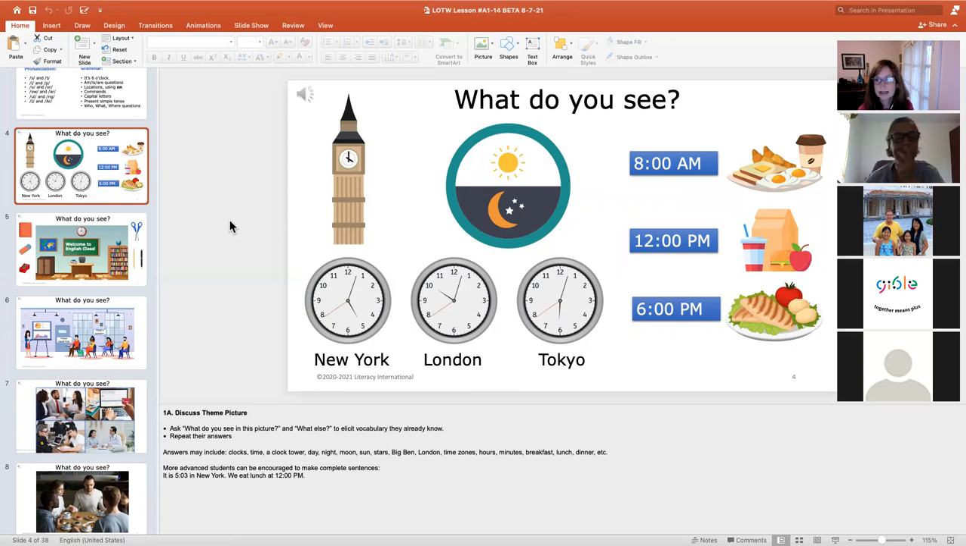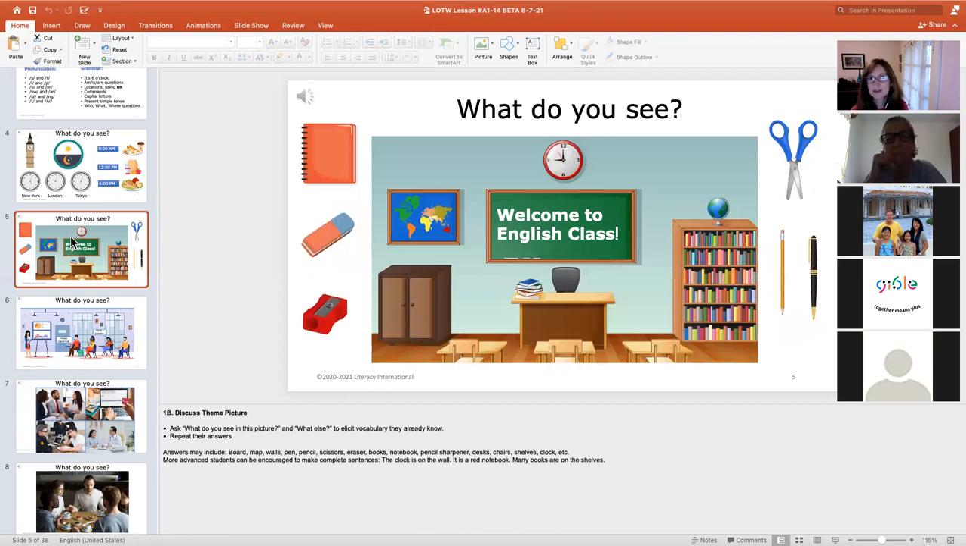So I'm going to ask Anna, what do you see in this picture? I see clocks and the meals. Good. Clocks and meals. Excellent. And then we can ask what else, and have other people in the class specify things like day, night, breakfast, lunch. And then we go to the next one.